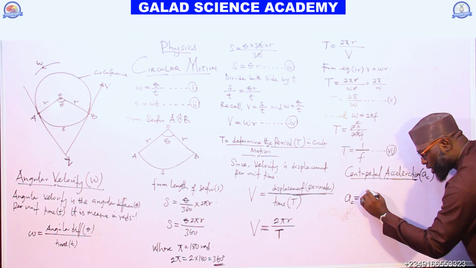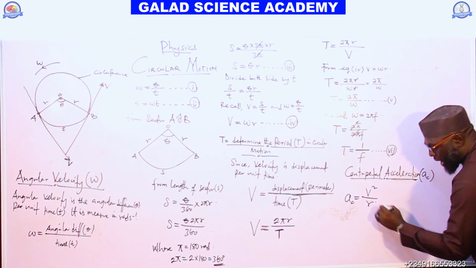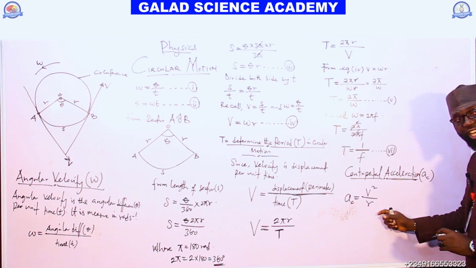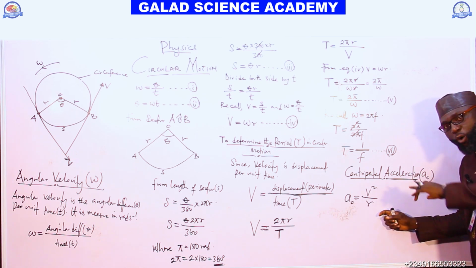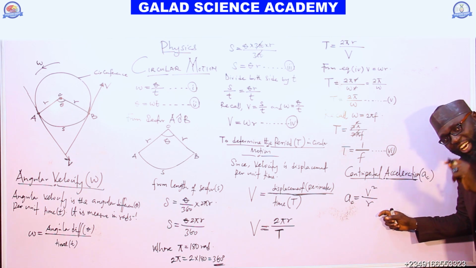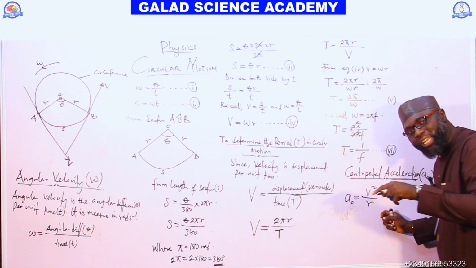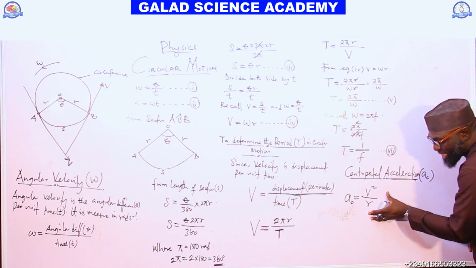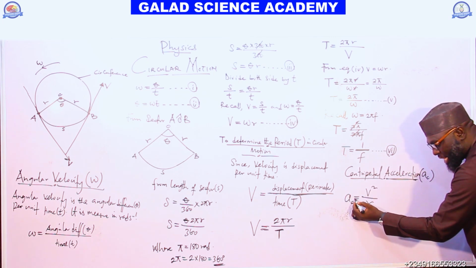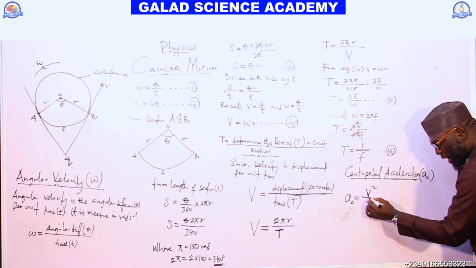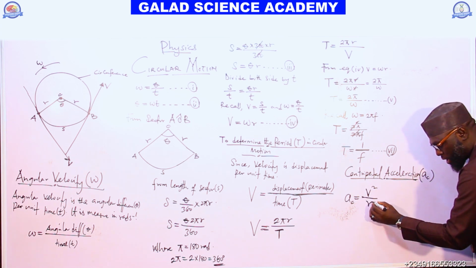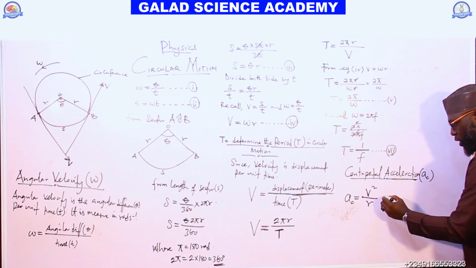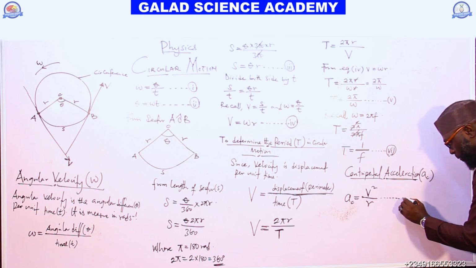So the centripetal acceleration can be expressed mathematically as a_c equal to v square over r. So this is the formula for centripetal acceleration. An acceleration that keeps a body moving along the circular path, or toward the center of a circle, is called centripetal acceleration. Mathematically, a equals v square over r. This v is linear velocity, r is the radius of the circle. We can call this equation 7.